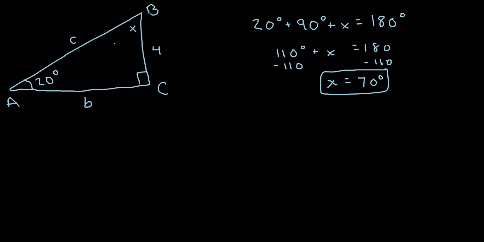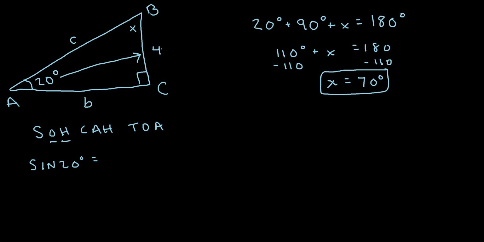So now that we know all three of the angles, we can start solving for the sides. So if you'll recall our SOHCAHTOA acronym, if we want to find the sine of 20 degrees, we just need to do the opposite side of the triangle divided by the hypotenuse. So let's see what we get there. The sine of 20 degrees is equal to the opposite side. So the side opposite of that angle is this side all the way over here. That's 4. 4 divided by the hypotenuse, c. So we don't know the hypotenuse, so we'll just write c.